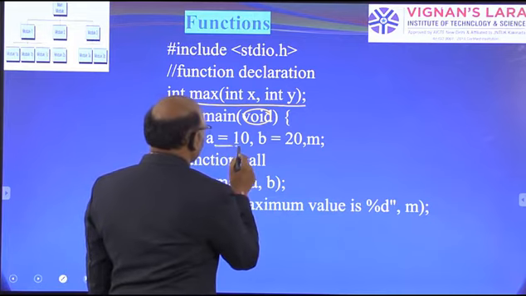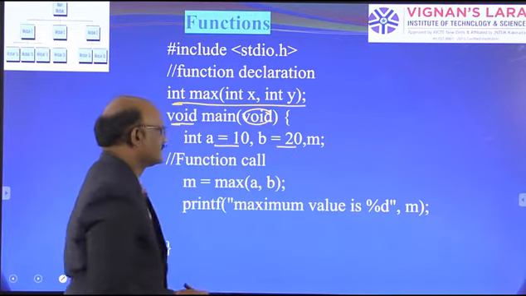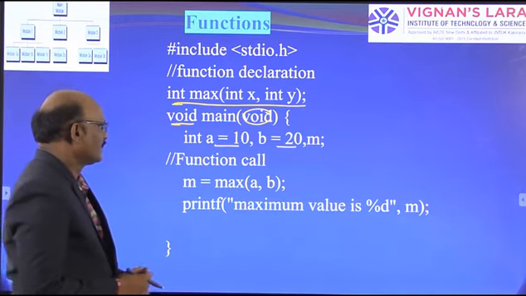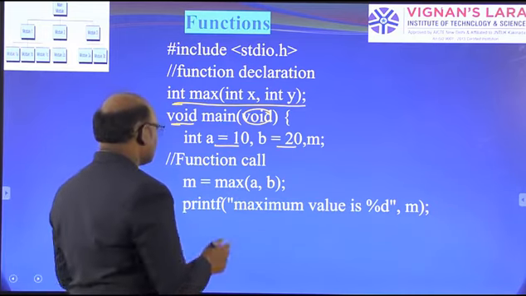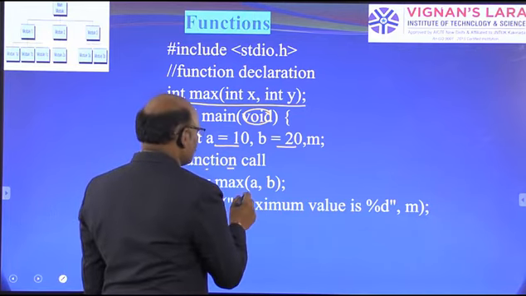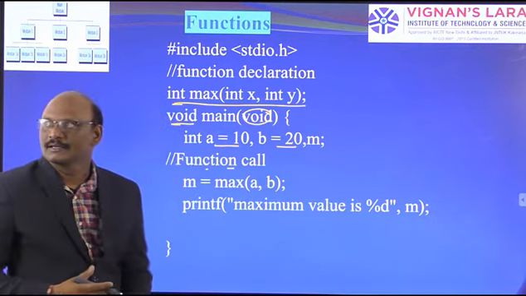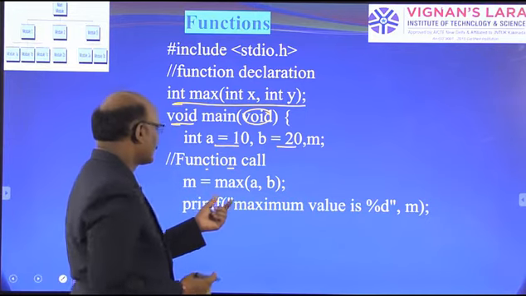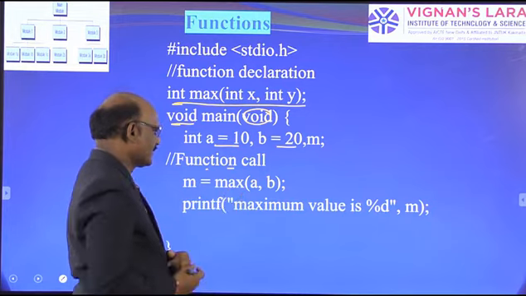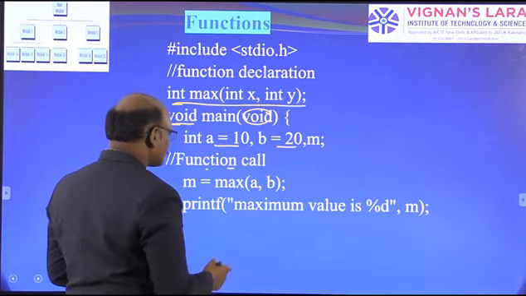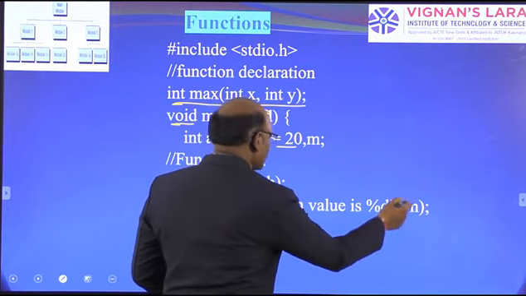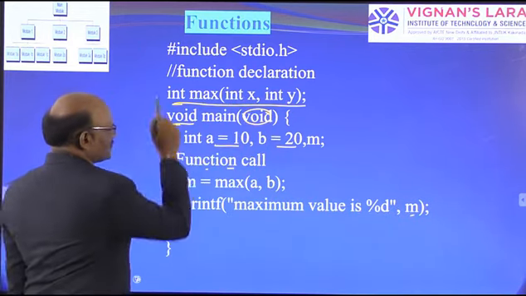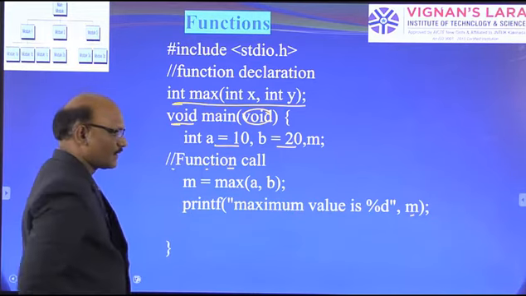So int a is equal to 10, b equal to 20. First I am initializing two integer values. The a value is 10, the b value is 20. Next, the function call: m equal to max of a comma b. This is the function call or calling statement. Next, printf maximum value is %d, printing the m value. So here it is the function declaration and here it is the function call.